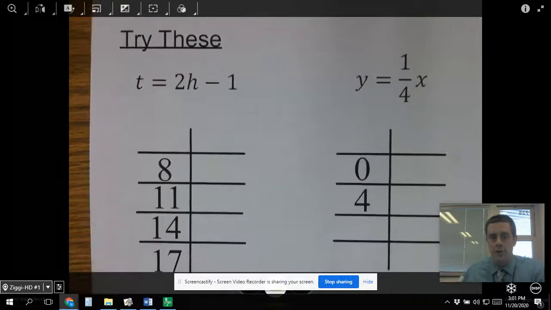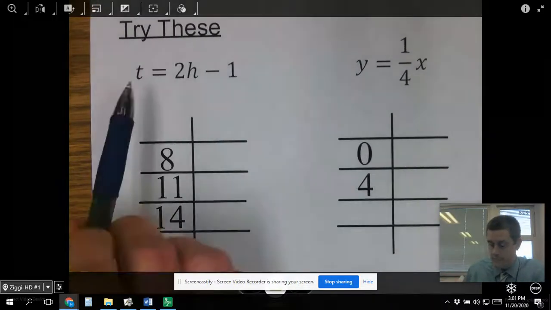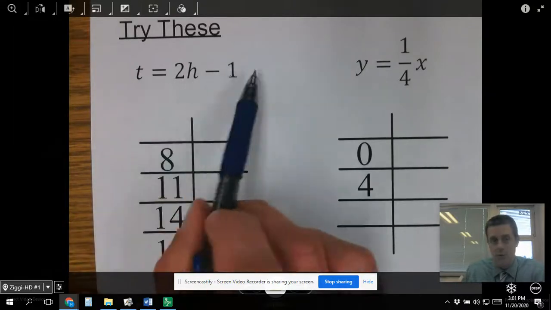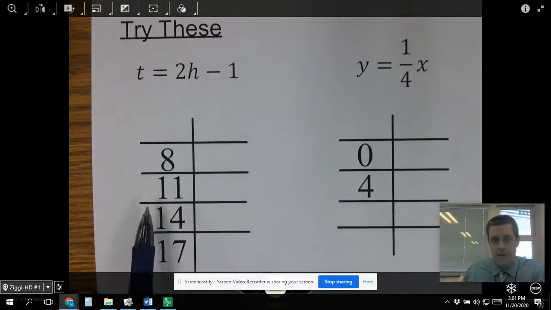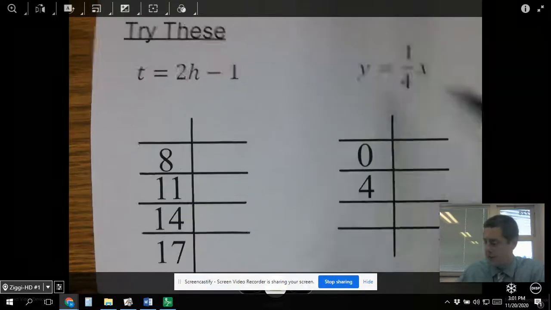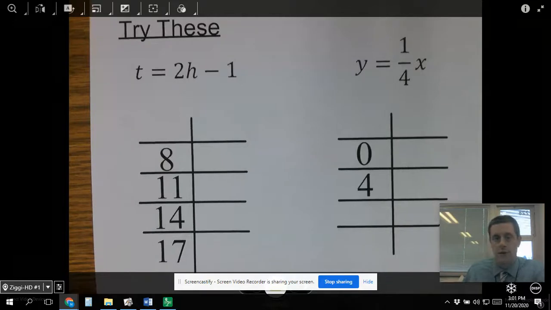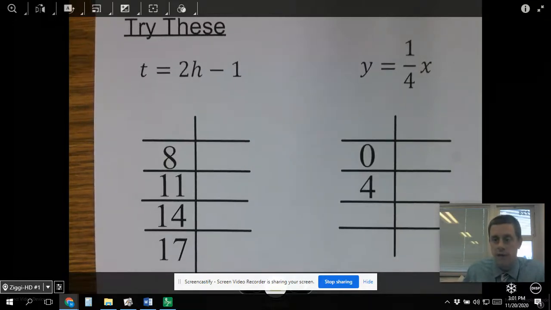Okay, on your screen, I have two functions that I want you to complete the table for. T equals 2h minus 1. Complete this table over here with it. And then over here, y equals 1/4 x. Complete this table. You will get to choose your own input values for the final two on that one. Once you've completed both function tables, begin playing the video again to check your work to see how you did.